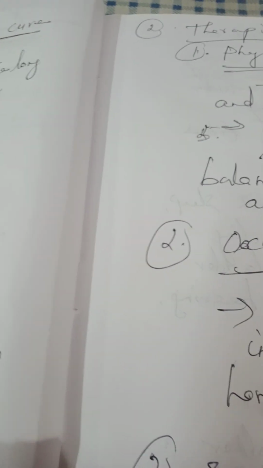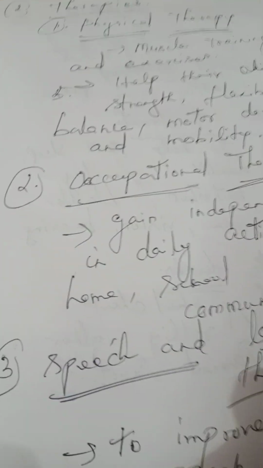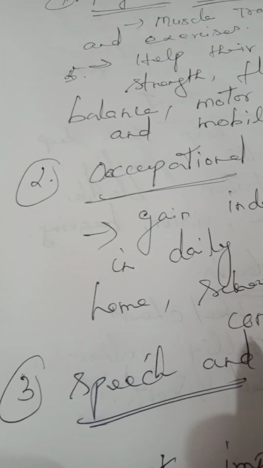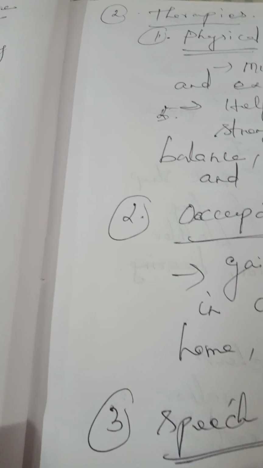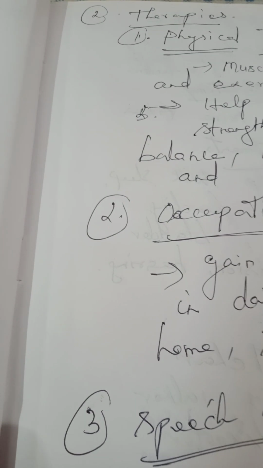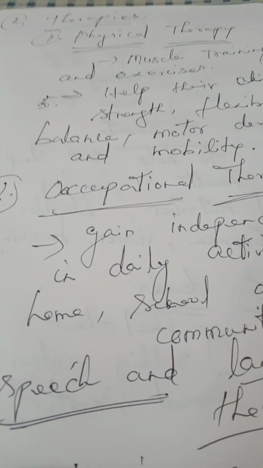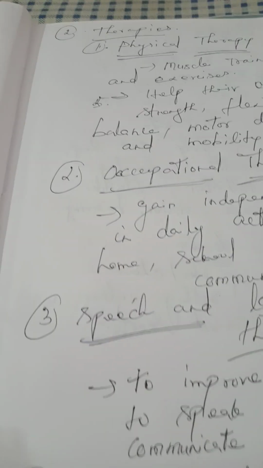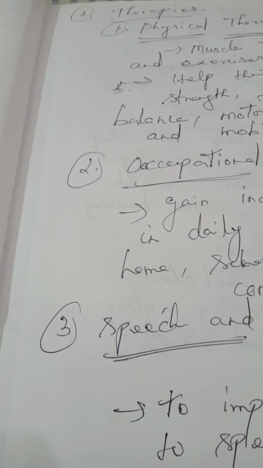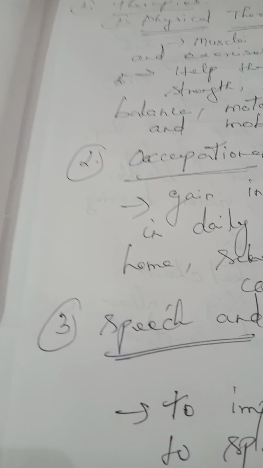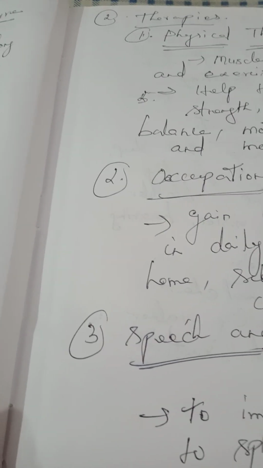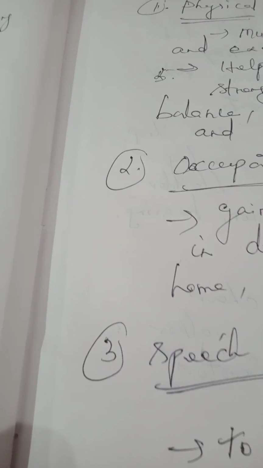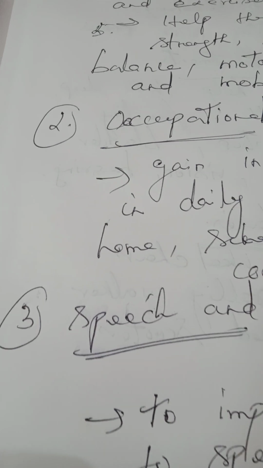Occupational therapy is given to gain independence in daily activities at home or school, in society or communities, and in working places. Next therapy is speech therapy and language therapy. The people have intellectual problems, speech problems and language problems. So language therapy and speech therapy is given to improve their speech and their communication.